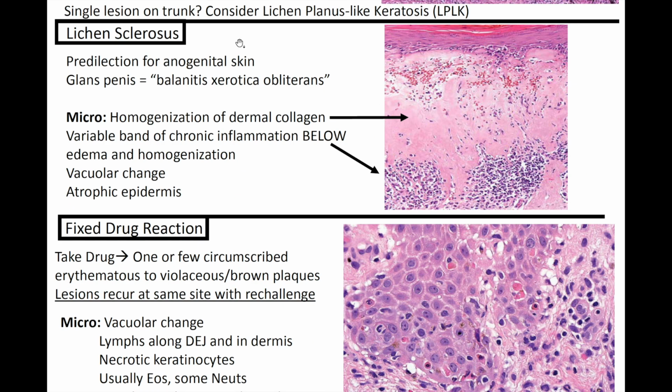Next up, this entity, while it is a derm specimen, is also relevant to the GYN pathology world that I just left, and that's lichen sclerosus. It has a predilection for anogenital skin, also commonly occurs in the vulva in females, or on the glans penis, so in the genital area, and it can be associated with balanitis xerotica obliterans. Microscopically, you're going to see homogenization of the dermal collagen with a variable band of chronic inflammation below, edema and homogenization, vacuolar change, and atrophic epidermis.